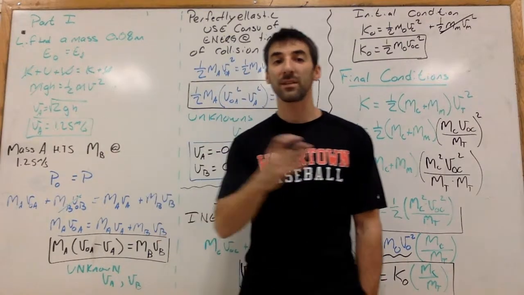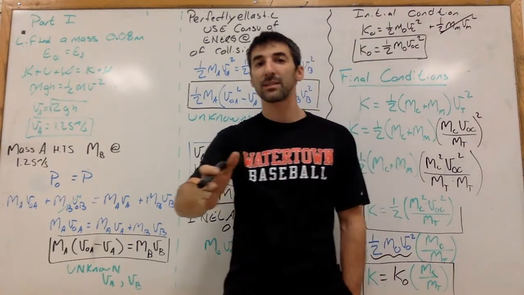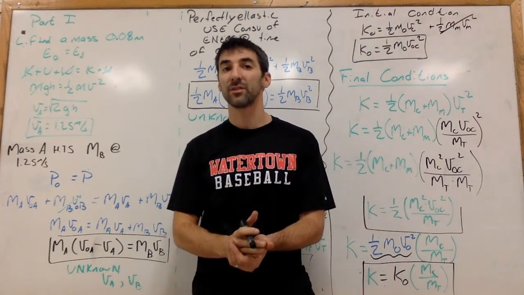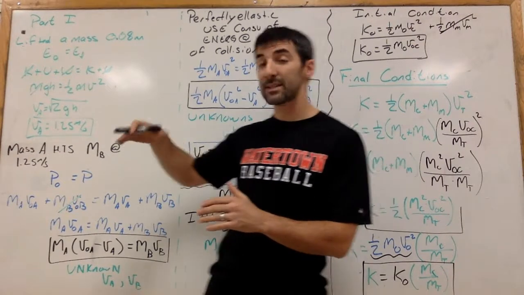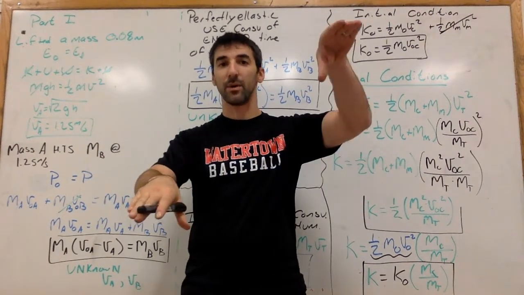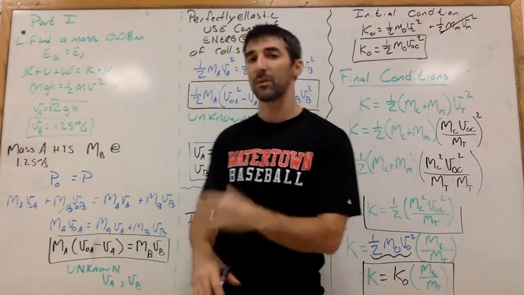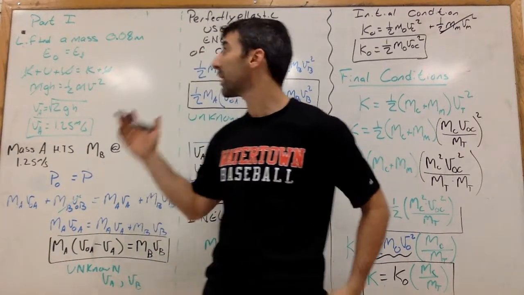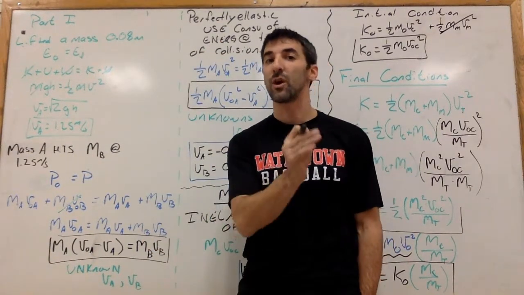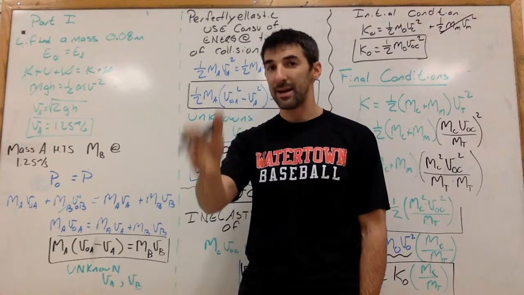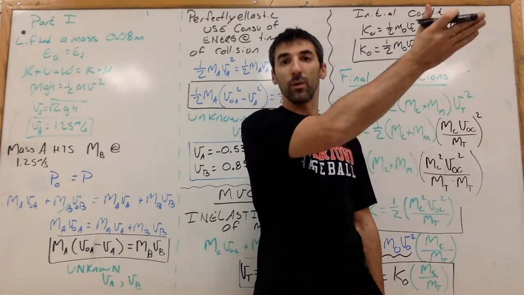The first part of this first problem, with mass A swinging into mass B, is relatively trivial. I told you that we're starting at some height. We raised the ball up some height, and I believe it was 0.08 meters. So I can use straight conservation of energy only looking at mass A. Mass A has zero potential energy, and I bring it all the way up to the top.